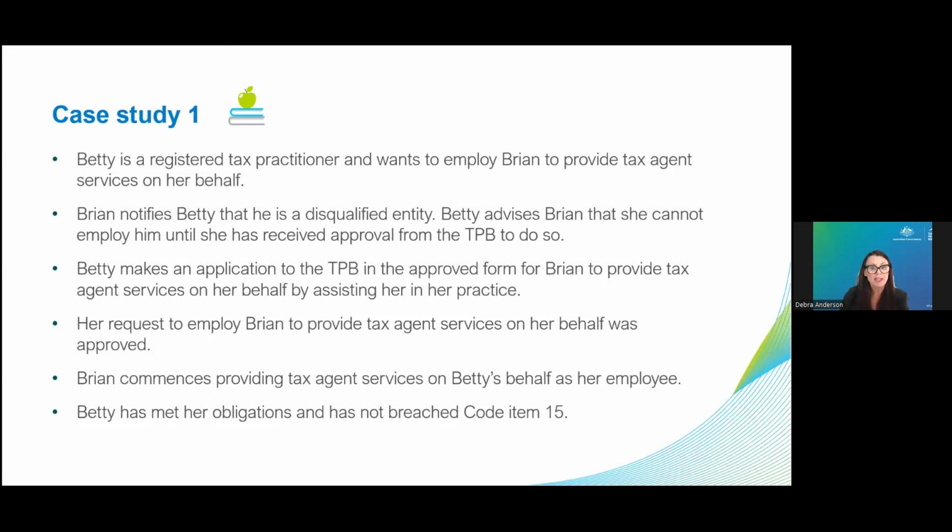Based on the information Betty provides in her application for approval, her request to employ Brian to provide tax agent services on her behalf is approved by the TPB. And so Brian can now commence working for Betty's practice as an employee, providing tax agent services on her behalf. And in this case, Betty has met all her obligations and has not breached Code Item 15. So I hope that makes it a little bit clearer. We'll have a look at the next case study.